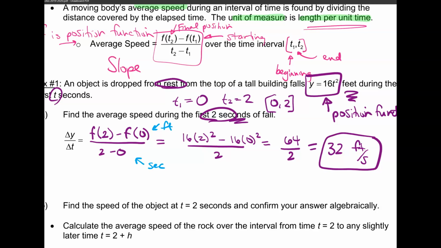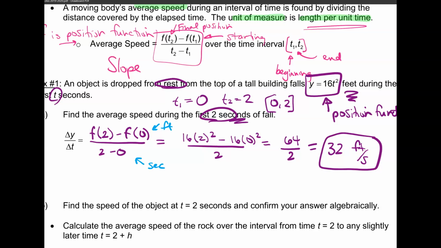Okay, cool. So the average is 32. At the beginning, it's at rest, going 0 feet per second. At the end, it has to be going 64 feet per second. And so the average is going to be 32. Only at one point would it actually be going that fast. Half the time it's going slower, half the time it's going faster, but this is the average.